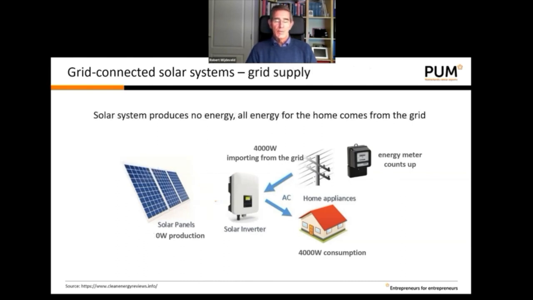Let's assume that there is no sunshine, for example at night. Your house needs 4,000 watt because the lamps are burning and the fridge is running and whatever. There is no solar energy, so all the energy comes from the local grid, and the energy meter is counting up.